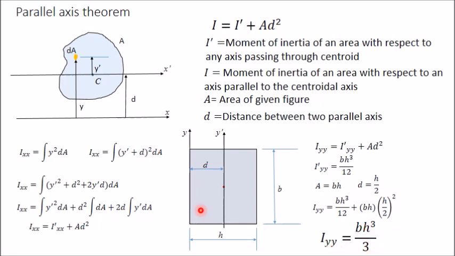So the moment of inertia of a rectangle with respect to any of its sides, I have taken this side, you can take this side also, will always be bh cube by 3. Only you should remember that b is the side which is parallel to the axis, and in that way you can determine the moment of inertia of this rectangle.